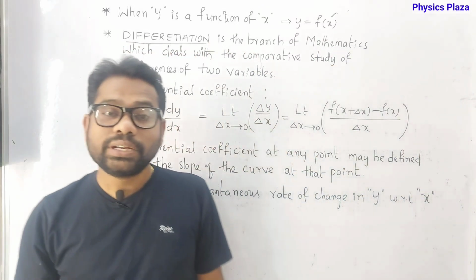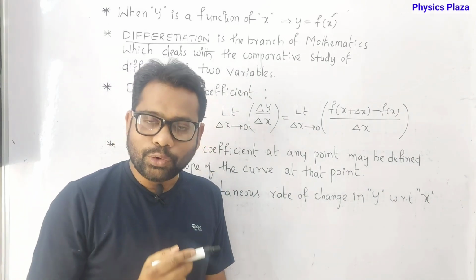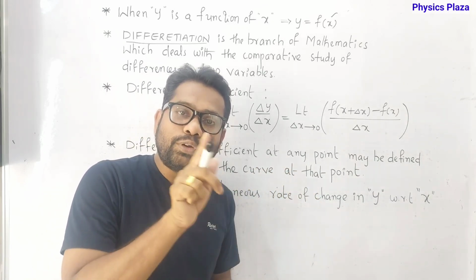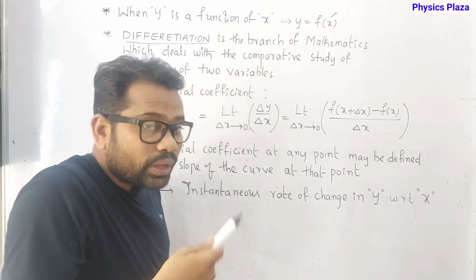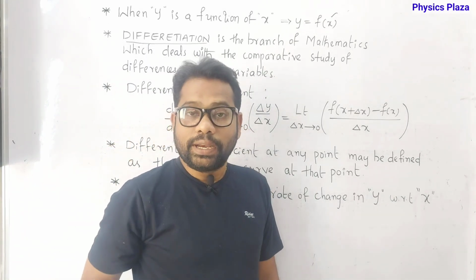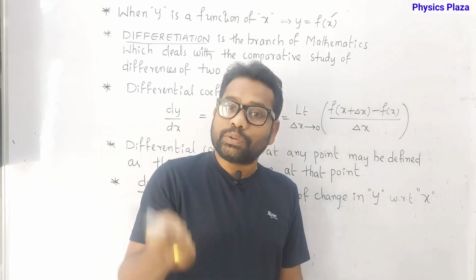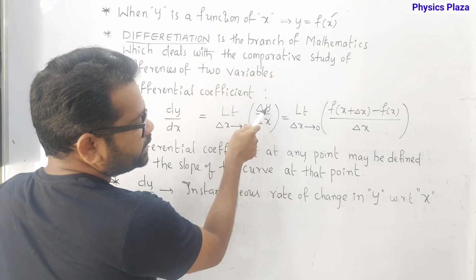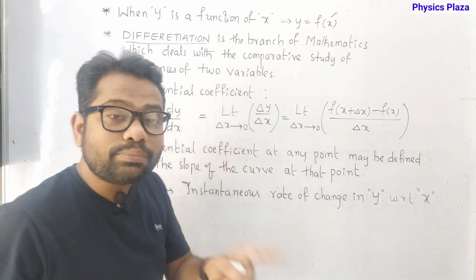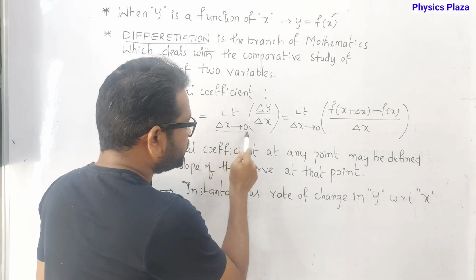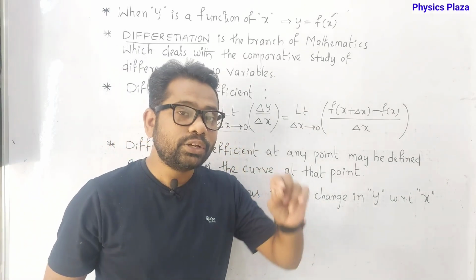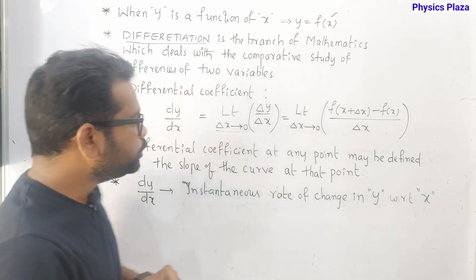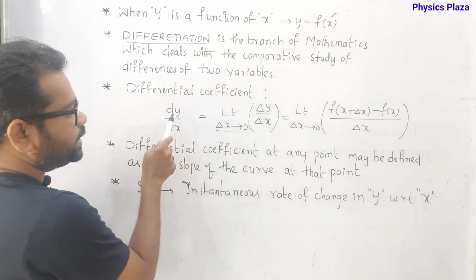Next, what actually is differentiation? Children, differentiation is a branch of mathematics which deals with the comparative study of differences of two variables. Then how can we define a differential coefficient? The differential coefficient of y with respect to x can be defined as the ratio of the difference in y to the difference in x, subject to delta x tends to 0. It's very important. It means delta x should approach 0, a very small value. Then only you can write delta y by delta x as dy by dx.